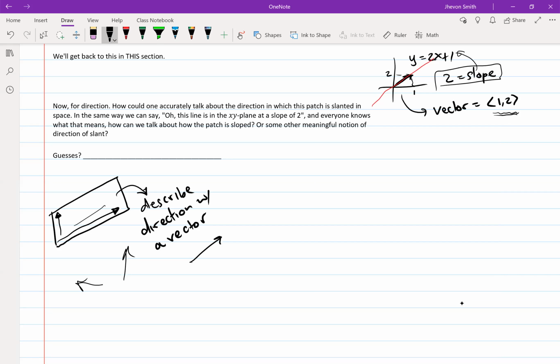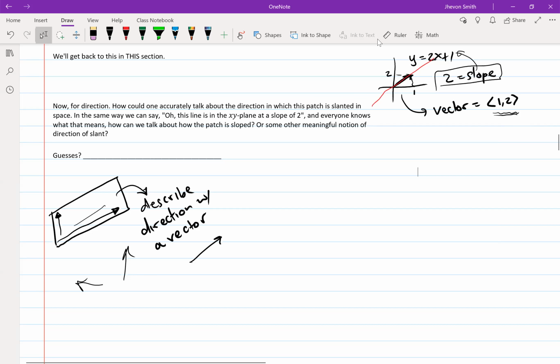The typical first guess that a student would make, taking intuition from two space, is that they would say, well, we just need some vector that's parallel to the plane. If I know a vector that's in the plane, I can measure the direction of that vector, and then I can talk about the direction of the plane. You went a little further and realized that's not enough. I know something is off here. You're seeing the issue. But let me talk about why a parallel vector is not going to be good enough.